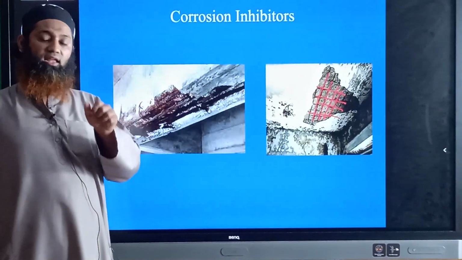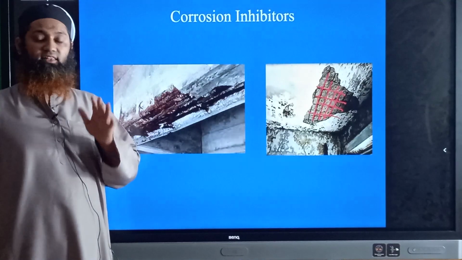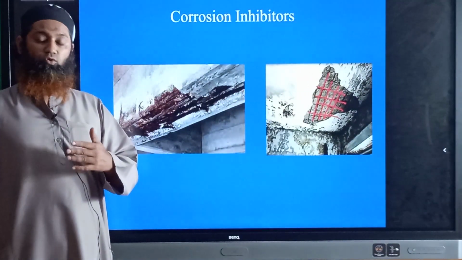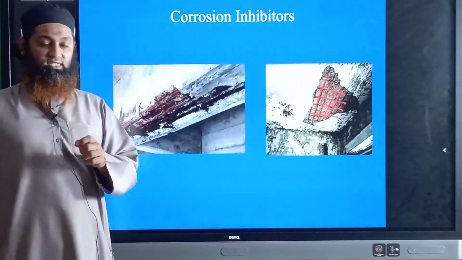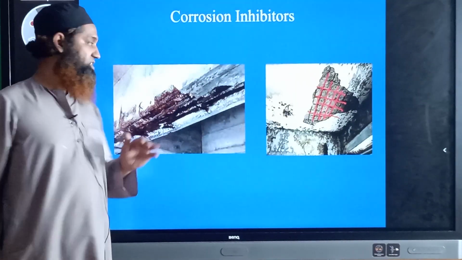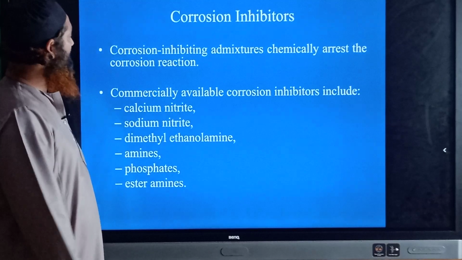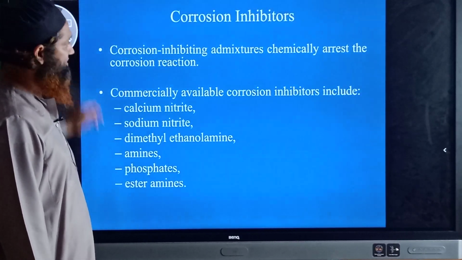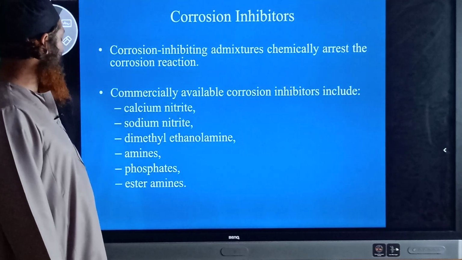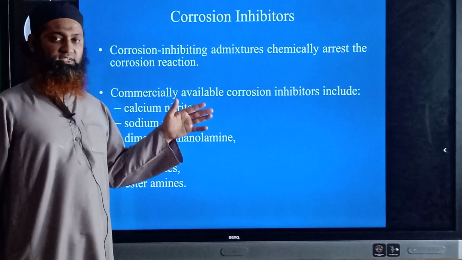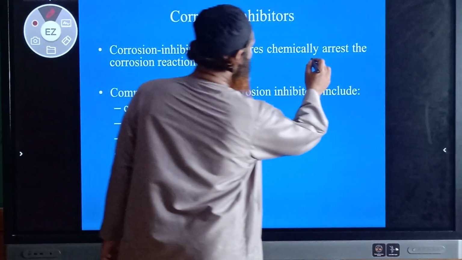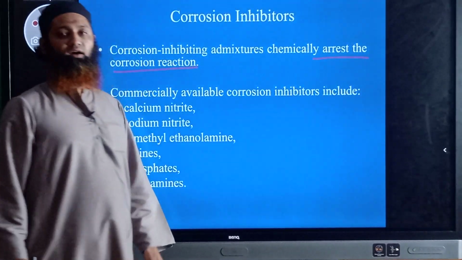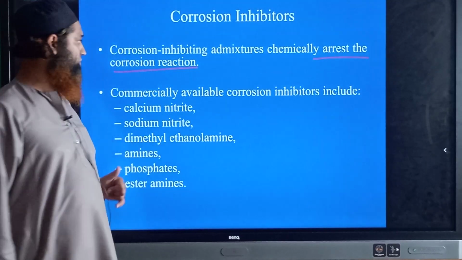So they form a layer onto this reinforcing steel, and thereby they reduce the damage of the corrosion onto the steel, and thereby reduce the rust that gets formed onto the steel. So let us see here. Corrosion inhibitors, what do they consist of? Corrosion inhibiting admixtures chemically arrest the corrosion reaction. They reduce the chemical reaction. Basically they reduce the chemical reaction completely also, and sometimes to a very good level they reduce the corrosion.